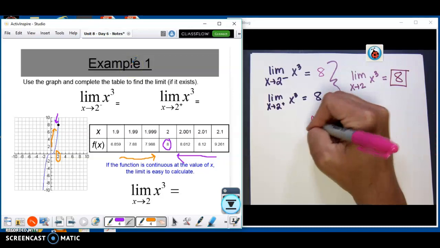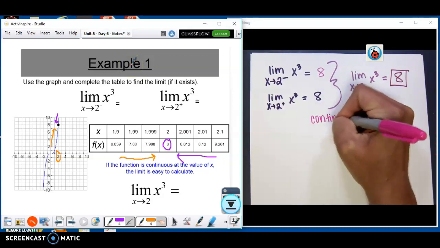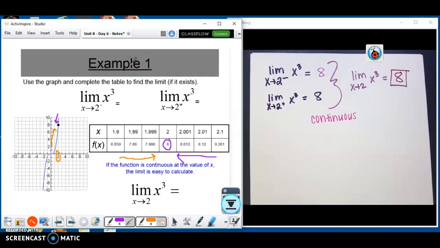This graph is continuous. Okay, remember when we talked about continuous on like day 2, or day 1 actually, of the semester, you can't pick your finger up, so if you run your finger across this whole graph, you never have to pick your finger up, so it's continuous. Okay?